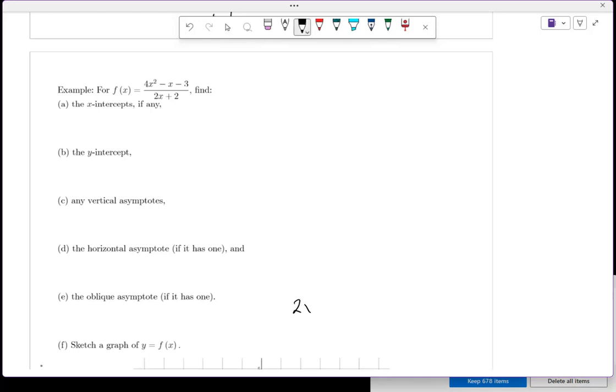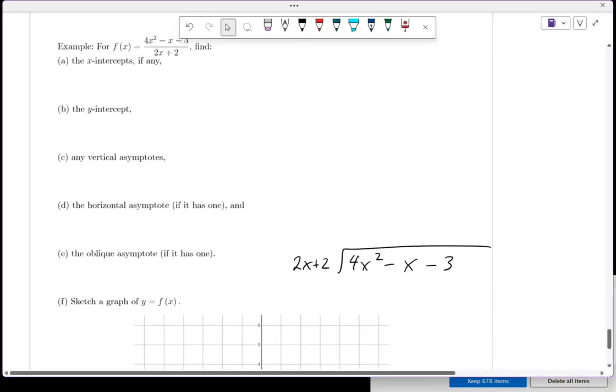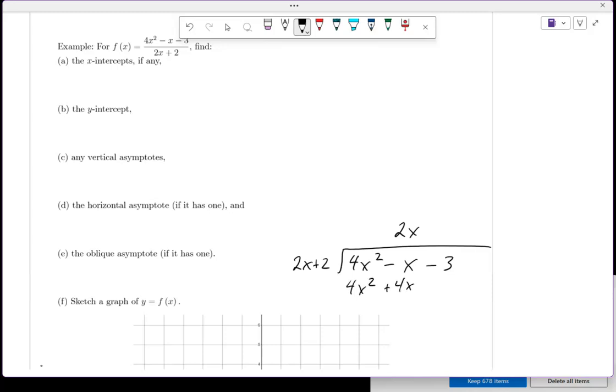So to find your oblique or slant asymptote, there's no other way to do it besides long division. Don't try to do a shortcut, okay? You have to use long division. What do we need to multiply 2x by to give you 4x squared? 2x. Multiply that through, you get 4x squared plus 4x, and we subtract. No, -5x, good.